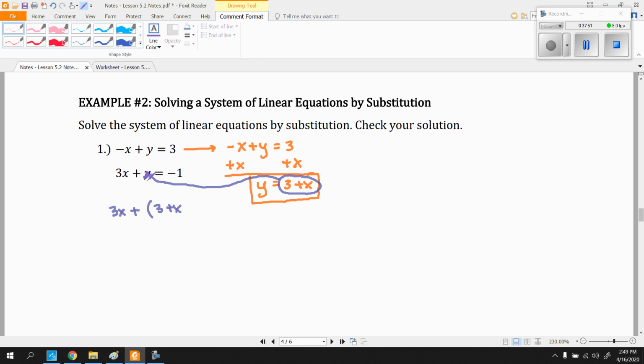I'm saying get out of here, y. I'm going to replace you with this y, which we know is equal to 3 plus x. And then we're still equal. I'm just copying everything else down to negative 1.